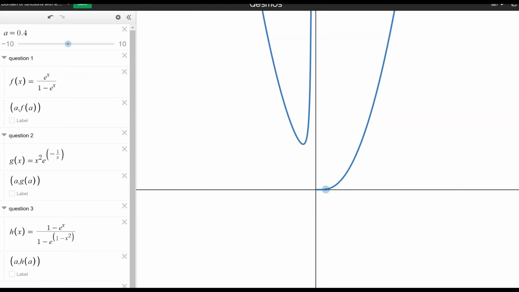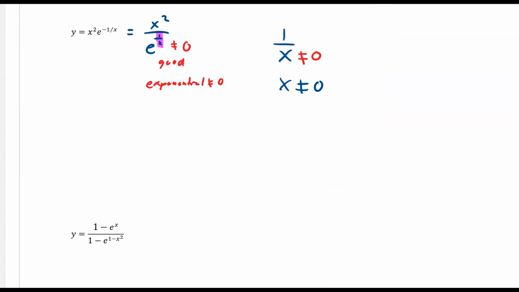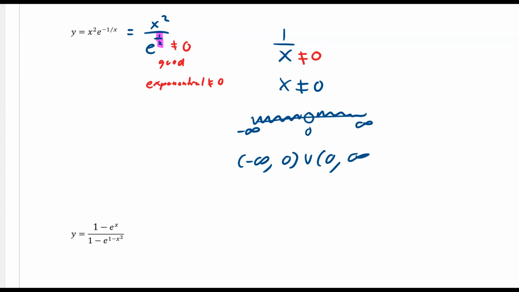So this is our graph of e to the x over 1 minus e to the x. And you can see that we have an issue here. There's a jump right there. You see it? So right at 0, we do have an undefined value. So this is perfect. Everything else is good from negative infinity to positive infinity except for 0. So negative infinity to 0, union 0 to infinity.